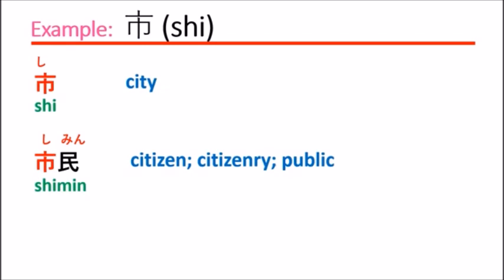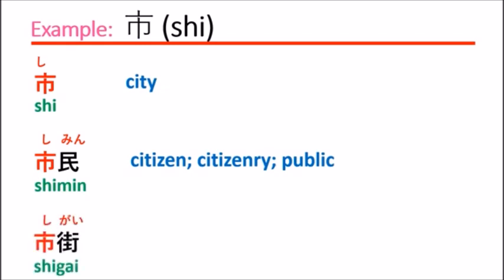So when they use the word shimin, that means citizen or citizenry or the people in the town, right? So when you learn Japanese, you should know the meaning of each kanji, and when they compound together, you can know the meaning and the reading.